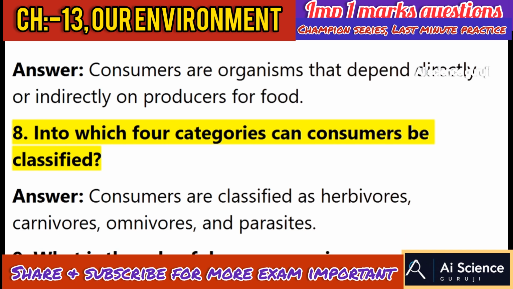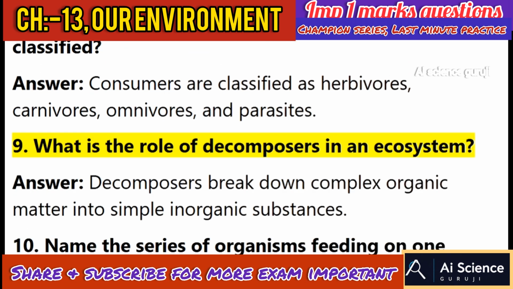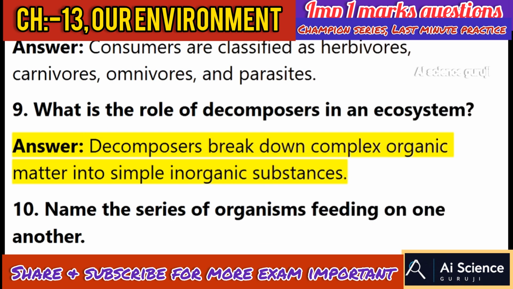8. Into which four categories can consumers be classified? Answer. Consumers are classified as herbivores, carnivores, omnivores, and parasites. 9. What is the role of decomposers in an ecosystem? Answer. Decomposers break down complex organic matter into simple inorganic substances.